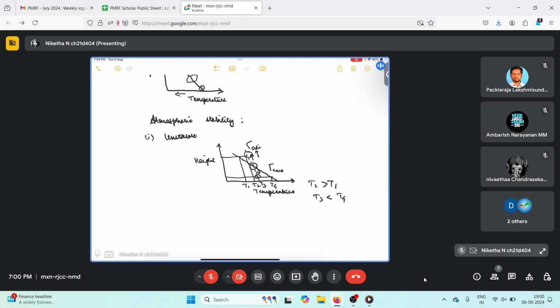So because it is lesser, it will tend to be more dense, and it will tend to move downwards.